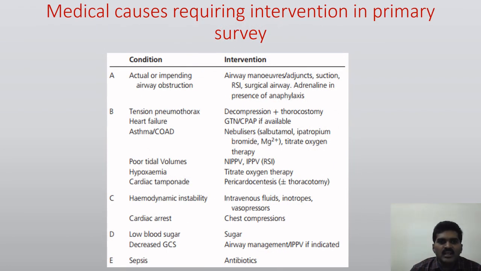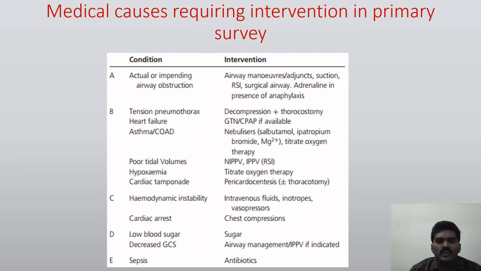If it is a medical case, a non-traumatic case, still you need to do a primary survey, and there are certain causes which need interventions during primary survey. Actual or impending airway obstruction. Again, you need to follow the same techniques, airway maneuvers. Here, for a non-traumatic patient, instead of the jaw thrust technique, we will be using the head tilt and chin lift technique. Suction out the secretions. Proceed with RSI or surgical airway as appropriate. If you suspect anaphylaxis, you can give adrenaline 1 mg subcutaneous. For tension pneumothorax, decompression or thoracostomy.